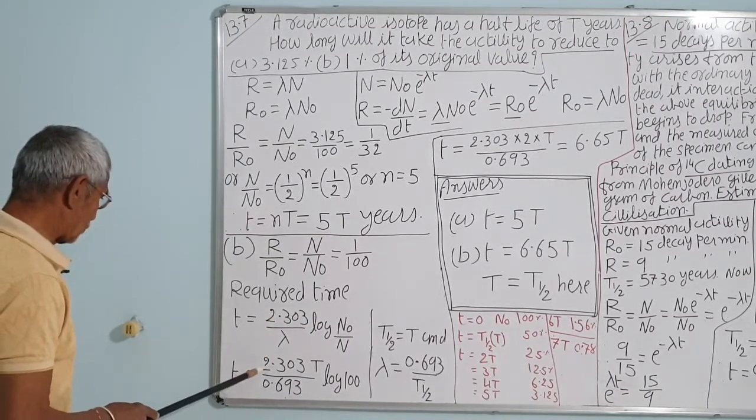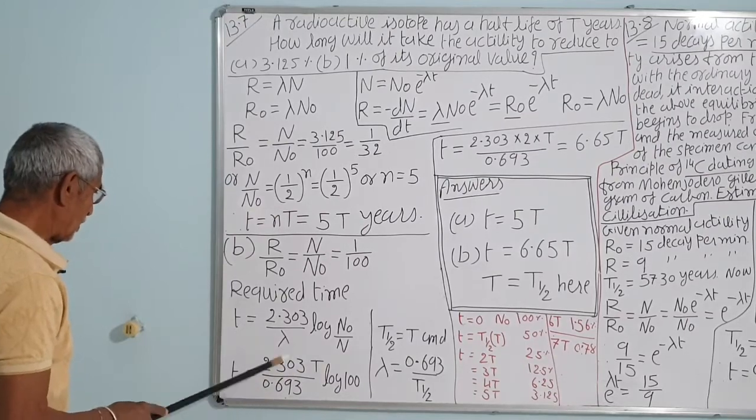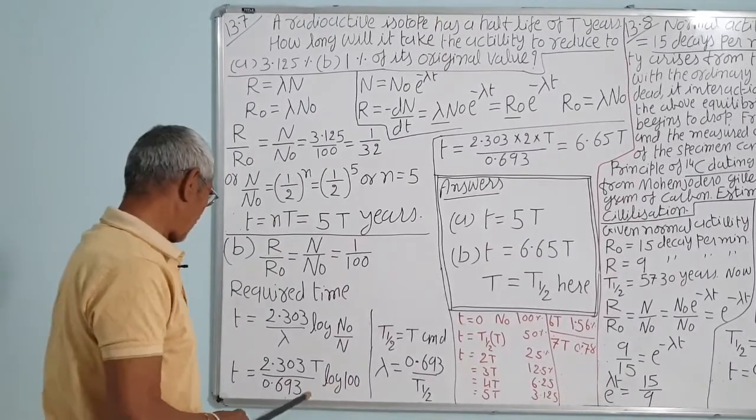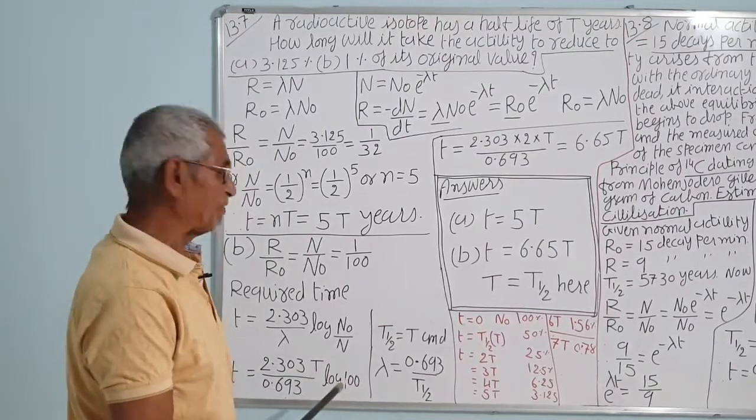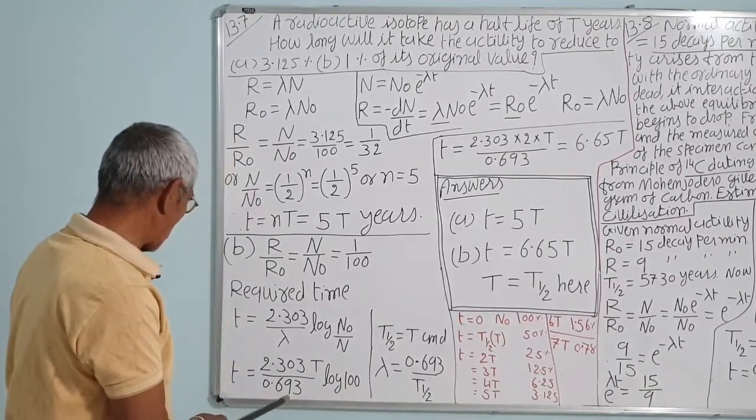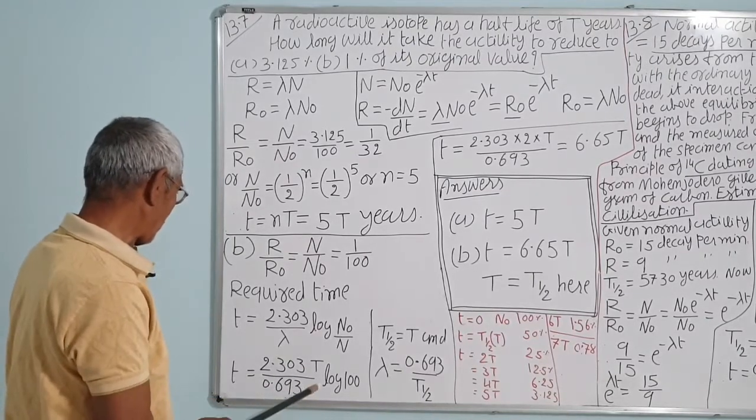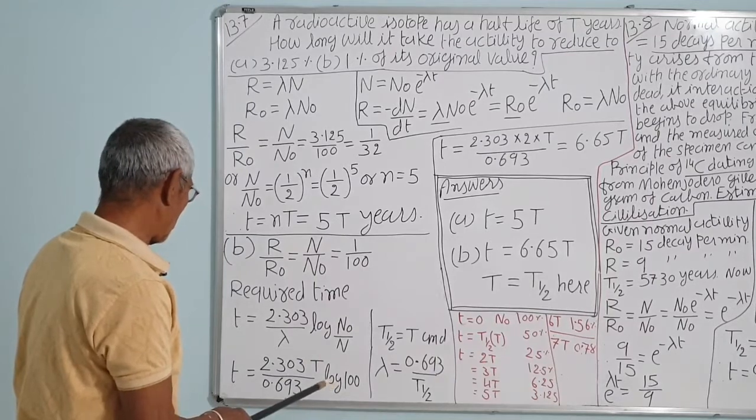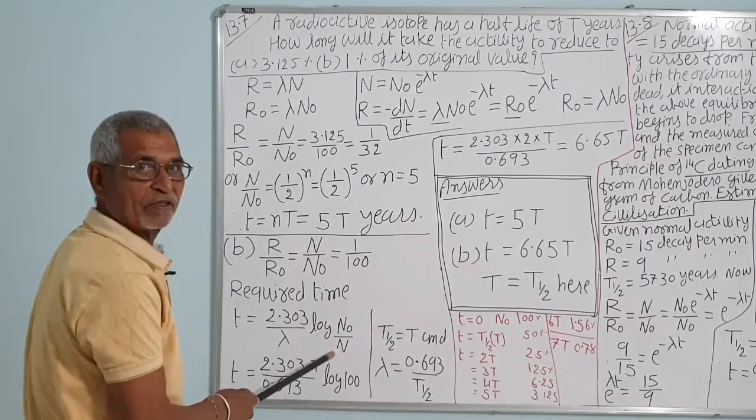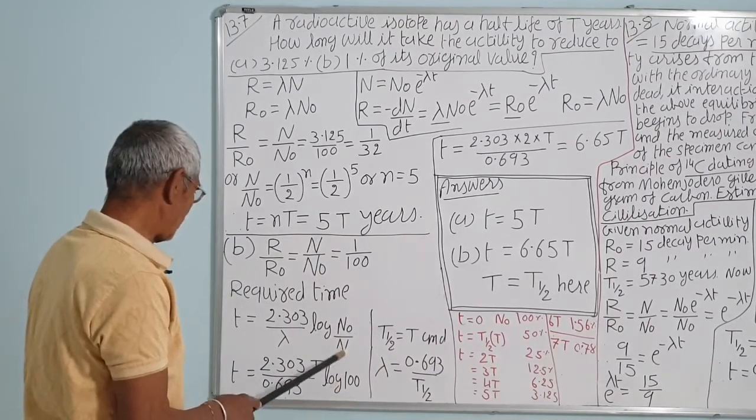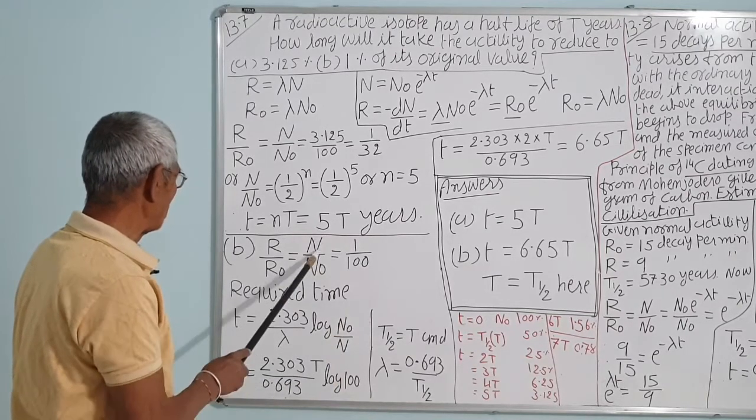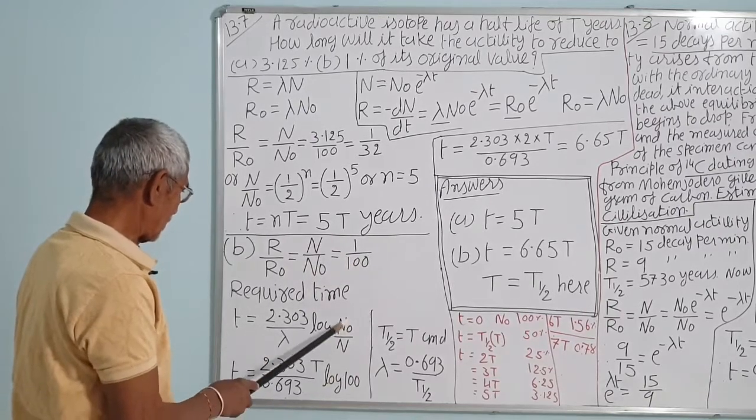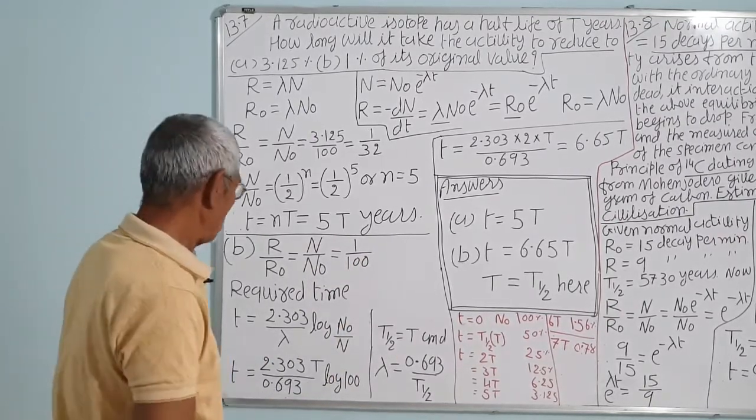So T is equal to 2.303 upon lambda, and lambda is 0.693 upon half life period. Half life period here it is given T. So 0.693 upon T, into log N0 upon N, which is 100. This is 100 and this is 1. So 100 by 1 is 1%, that is the reciprocal of this. N by N0 is 1 upon 100, so N0 upon N is 100. Correct.